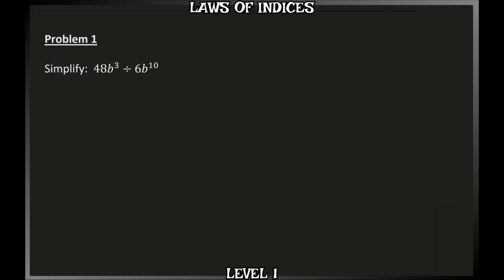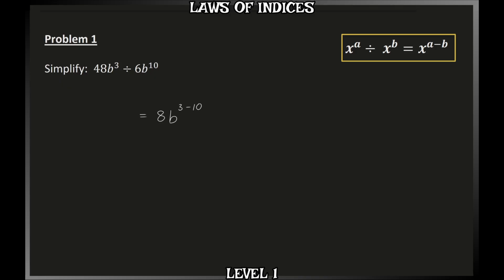In problem 1, we're simplifying 48b cubed divided by 6b to the power of 10. Since we're dividing indices here, we're going to use this law, which tells us that when we divide indices, we subtract the powers. Starting with 48 divided by 6, we have 8, and b to the power of 3 divided by b to the power of 10 becomes b to the power of 3 minus 10. Since 3 minus 10 is minus 7, our final answer for this problem is 8b to the power of minus 7.